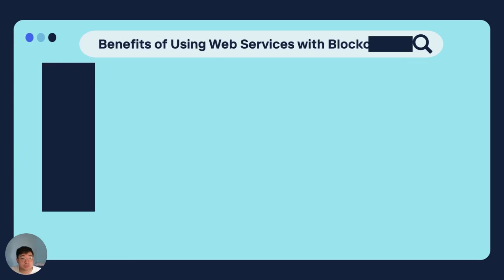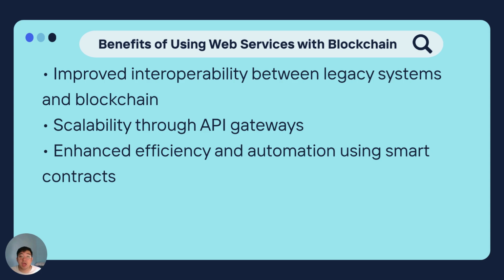The benefits of using web services with the blockchain. Combining web services and blockchain provides several benefits. First, it allows interoperability, connecting older centralized systems with the new decentralized ones. Second, web services help with scalability, using API gateways to handle thousands of requests at once. And finally, smart contracts automate business logic, making operations faster and reducing human error.